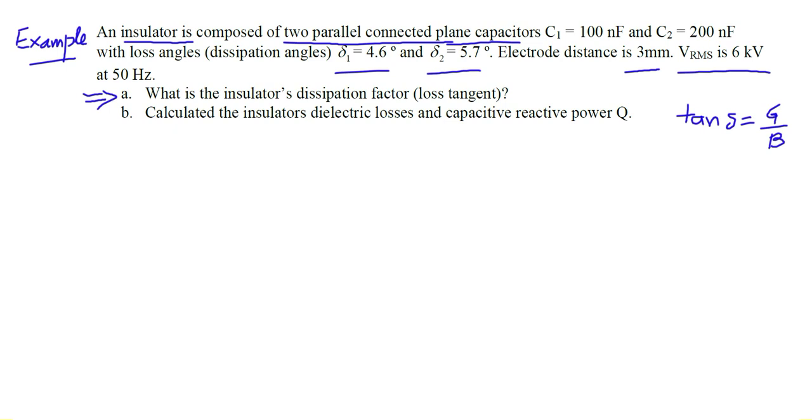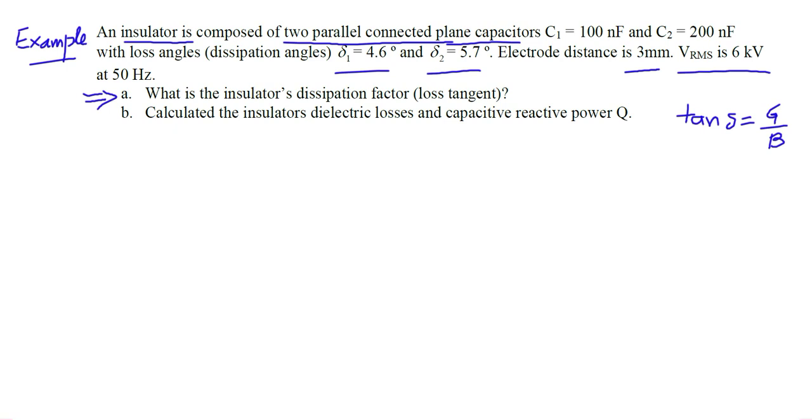So now we are given dissipation angles for both insulators separately. We cannot simply add them up to determine the dissipation angle of the overall insulator, but rather we need to solve it using these steps.